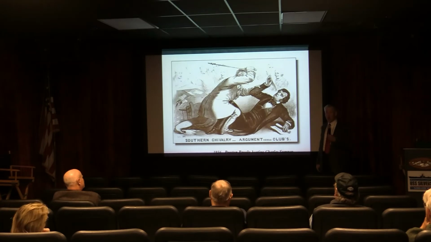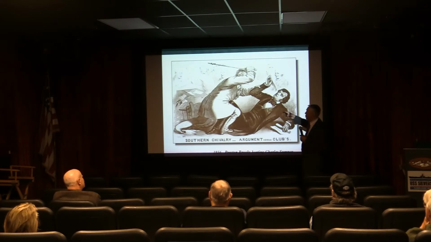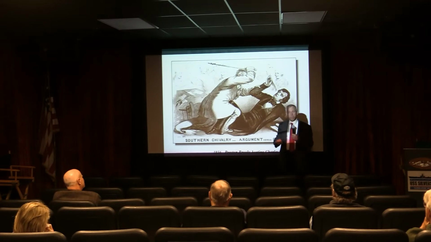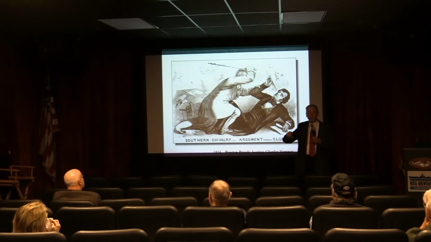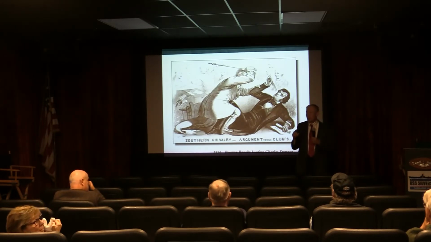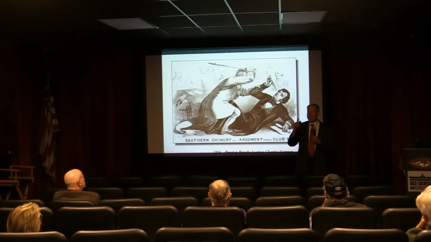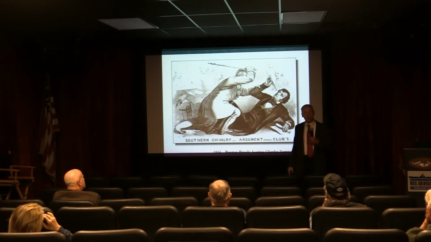Sumner, in fact, was hospitalized. He was critically injured. Brooks broke his cane over Sumner's head. And the people, as you can see in the background, have mixed reactions. Brooks was actually later presented a replacement cane by the Southern Caucus as a hero of the South. This was where the country was going.